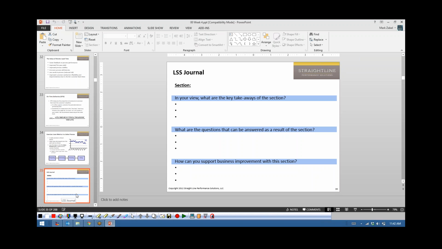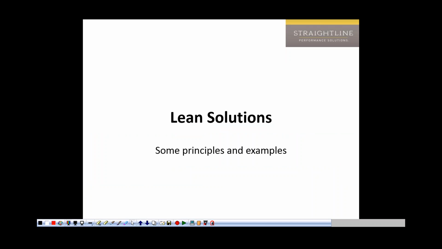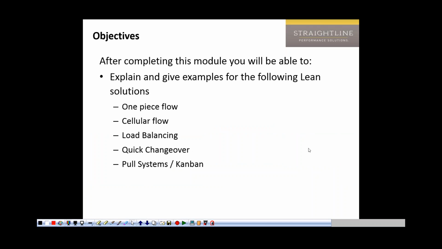Okay, we covered lean tools, the nuts and bolts tools, last time. So I'd like to go to slide 56 and talk about lean solutions, just to talk about some principles and some examples here. We'll talk about this when we get to the improve phase, but right now I just wanted to give you an idea of what some of these things are that are out there.